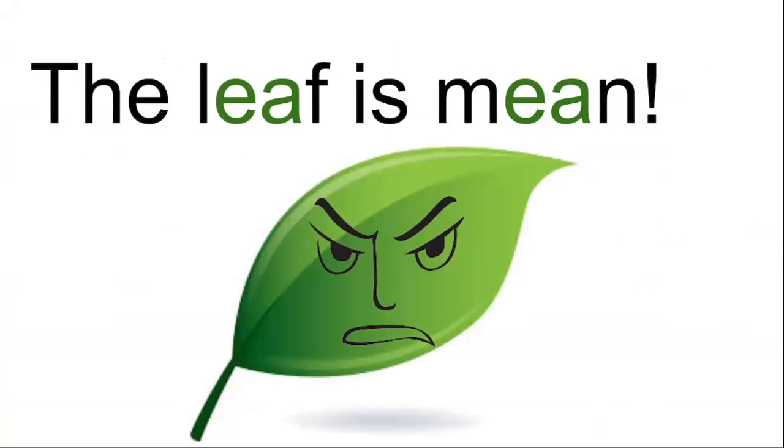The next picture we want to look at is when we spell with the EA. The EA says E. The leaf is mean. Now the EA has two other sounds. It can also say short E and A, but the most common sound is E. So the leaf is mean. Okay, can you picture that in your head? And we're using the EA.